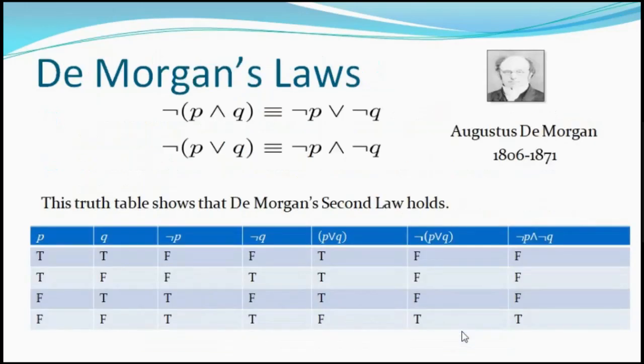De Morgan's law we have already come across in Boolean logic. That means (AB) whole complement is equal to A complement plus B complement, and (A plus B) whole complement is equal to A complement into B complement. Wherever plus is there, we'll place OR, and wherever dot is there, we'll place the AND operation. The same thing we represent here: negation of P and Q is equal to negation of P or negation Q, and negation of P or Q is equal to negation P and negation Q. The truth table has been given here. The same technique is also followed in propositional logic.